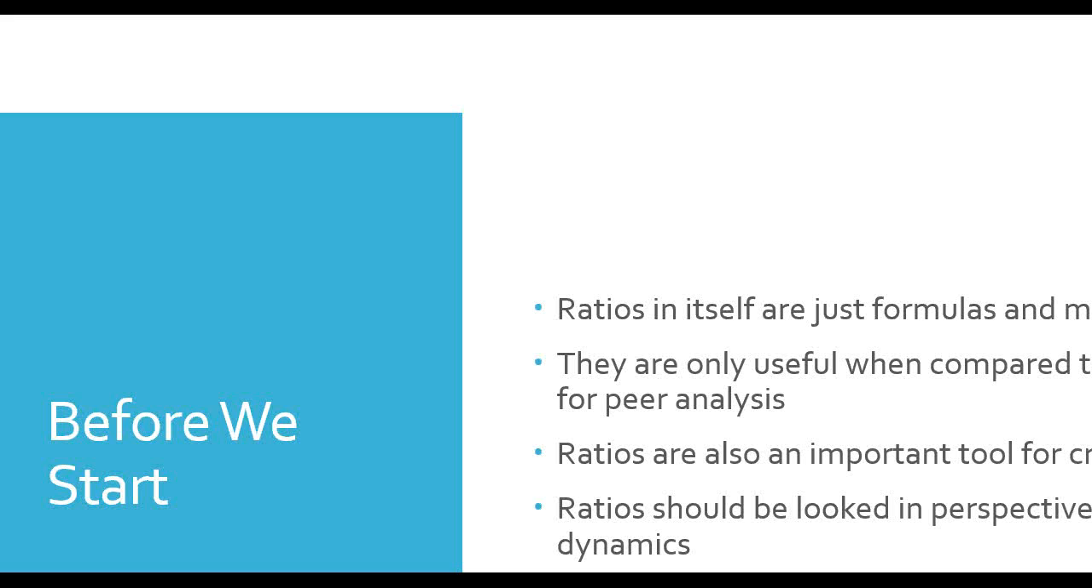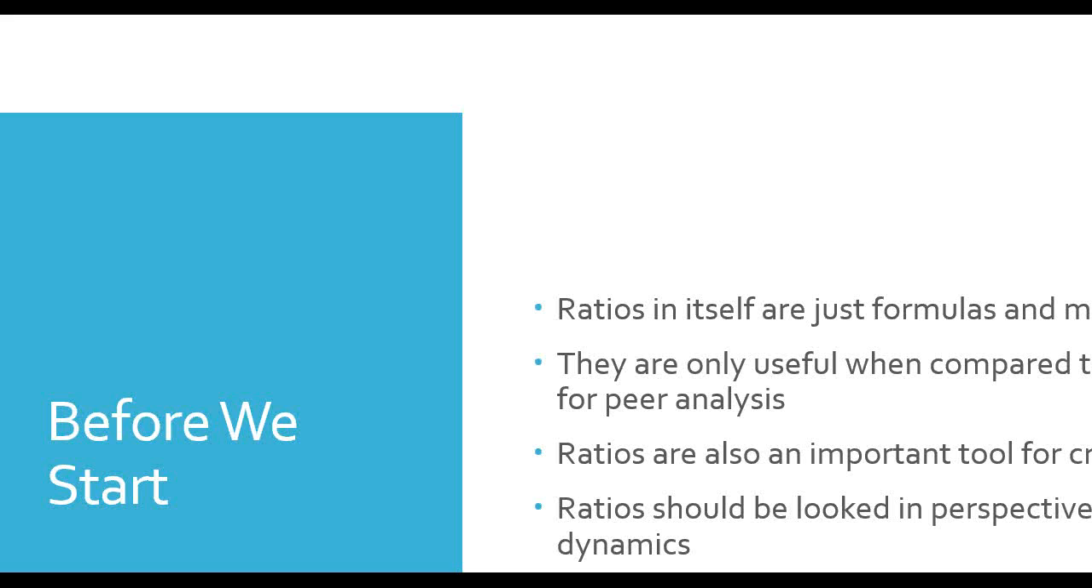For example, if we are analyzing a company's profitability over a period of 5 to 10 years, we can use various ratios to see how the company has progressed over a period of time. So ratios are a good tool for cross-period analysis as well. Again, ratios should be looked at in the perspective of company and industry dynamics.